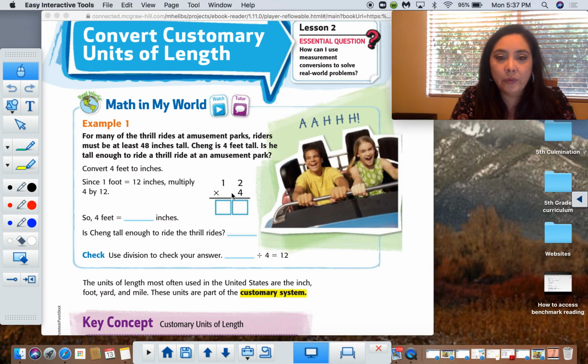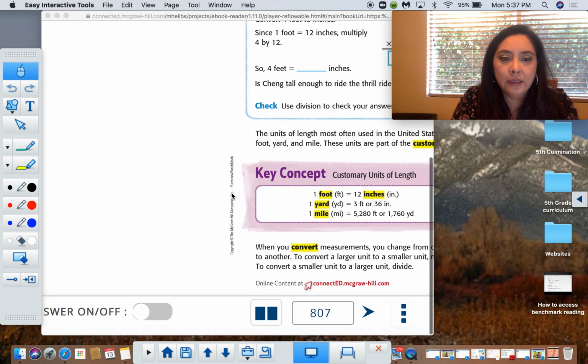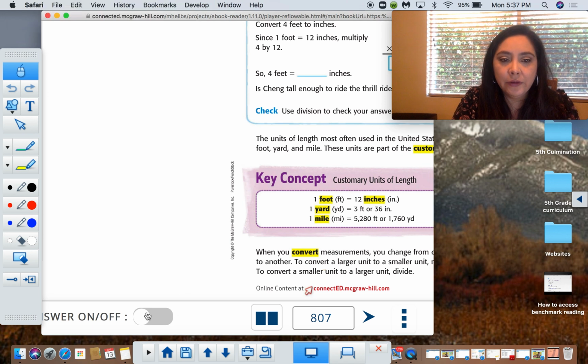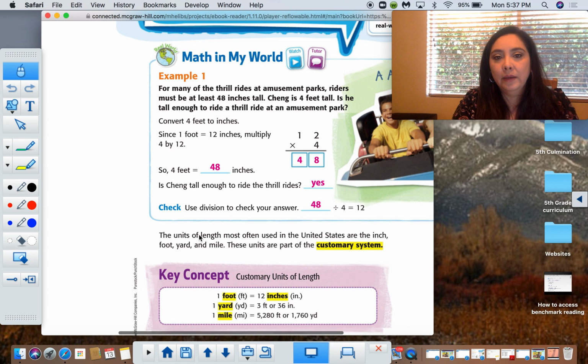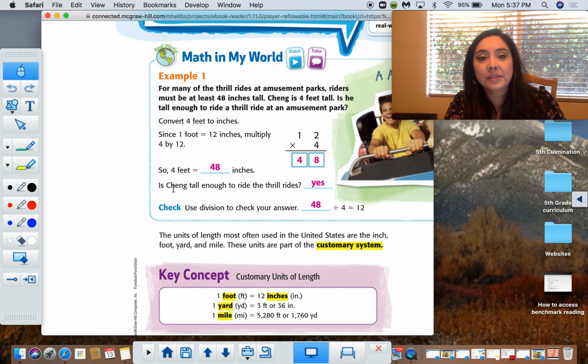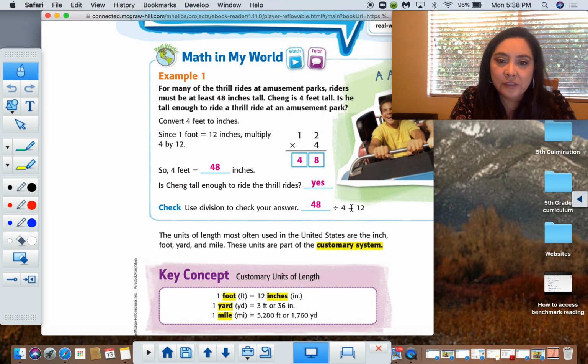So what I'm going to do here is put on some answers for you. You can see what it looks like on our screen. And we were correct. 12 times 4 is 48, so 4 feet is equal to 48 inches. Is Chang tall enough to ride the rides? Yes, he is. And we did division. 48 divided by 4 is 12.